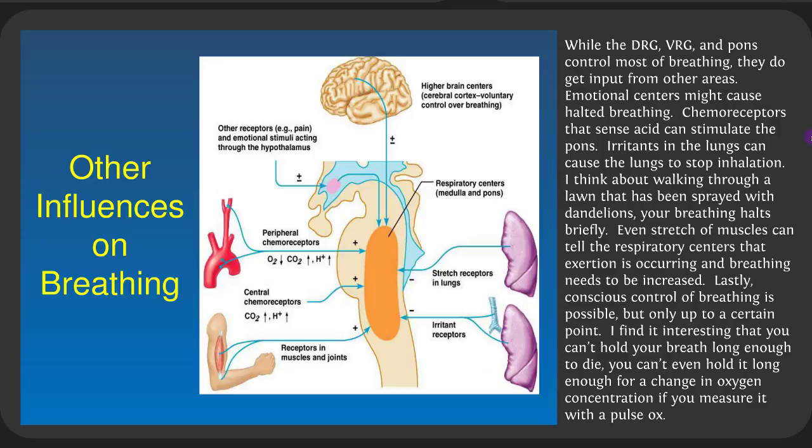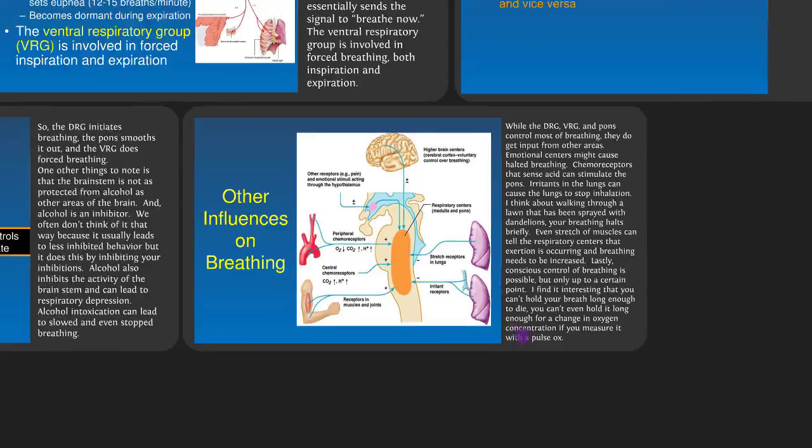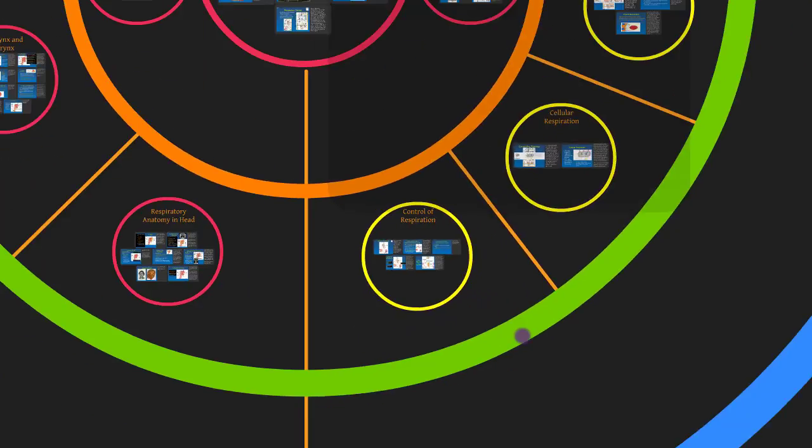So even a stretch of muscles can tell the respiratory centers that exertion is occurring and breathing needs to be increased. Conscious control of breathing is possible, but I think it's interesting only up to a certain point. You can't hold your breath enough to really significantly affect oxygen concentrations or to cause you to lose consciousness at all. All right, so that's control of respiration.